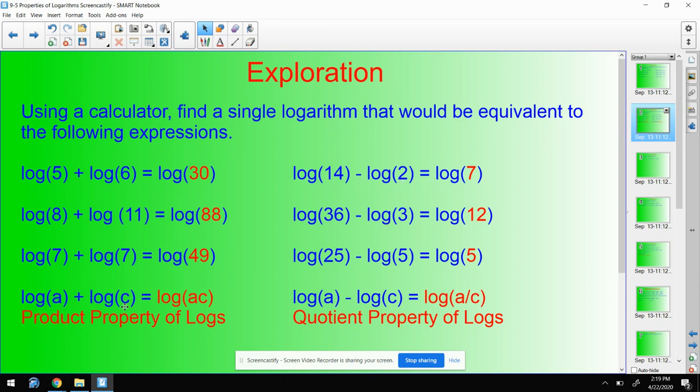So log A plus log C is log A times C as long as the bases are the same. And log A minus log C is log A divided by C as long as the bases are the same.